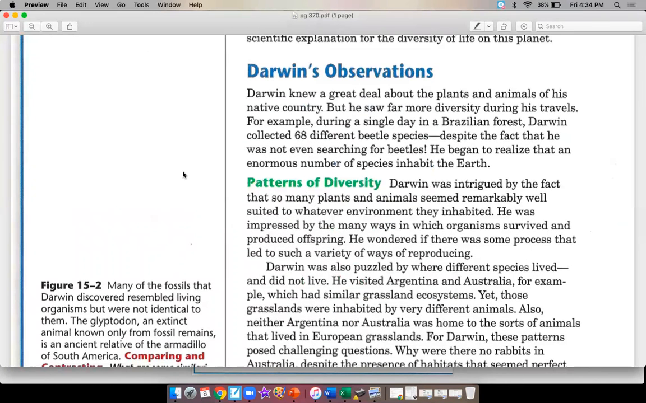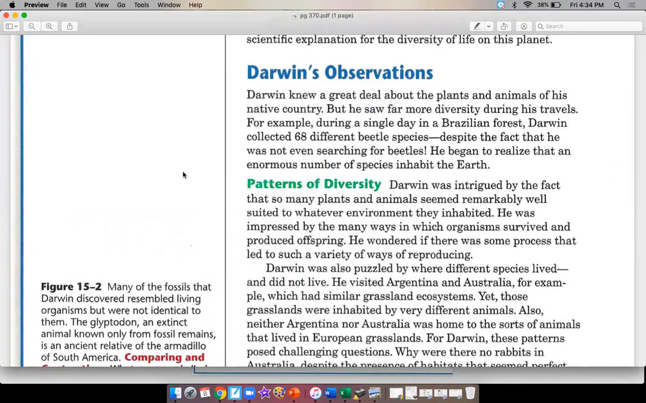Darwin's observations. Darwin knew a great deal about the plants and animals of his native country, but he saw far more diversity during his travels. For example, during a single day in the Brazilian forest, Darwin collected 68 different beetle species, despite the fact that he was not even searching for beetles. He began to realize that an enormous number of species inhabit the earth.